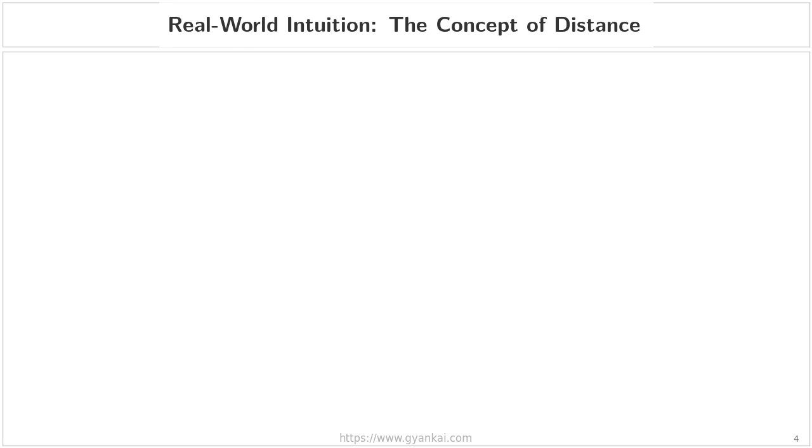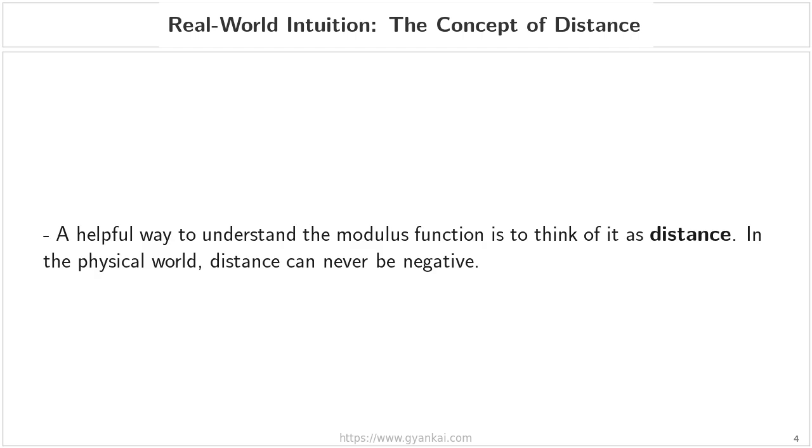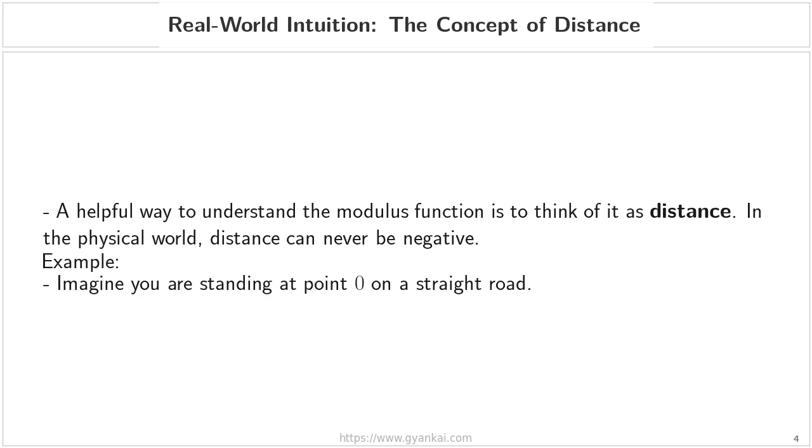Real-world intuition, the concept of distance. Now that we have looked at the formal, piecewise definition of the function, I want to step away from the algebra for a moment and give you some real-world intuition. A very helpful way to understand the modulus function is to think of it simply as distance. In the physical world, we know that distance can never be a negative value. You can't walk a negative amount of kilometers, right? Let's look at an example to make this concrete.